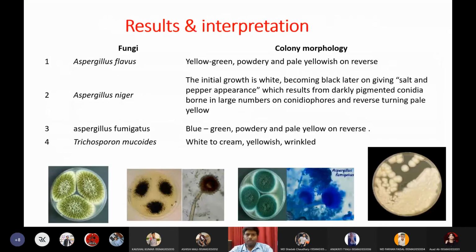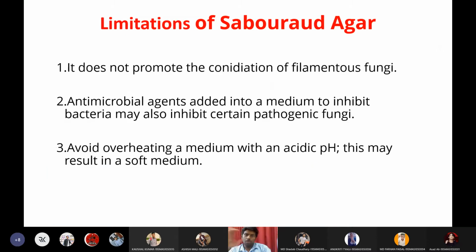Then there are a few limitations even for highly specific media, which is SDA media. So what limitations does the SDA media have? Those limitations include that it does not promote the growth of filamentous fungi. We cannot grow filamentous fungi in SDA. In order to grow filamentous fungi, we must go with tissue cultures. Only in tissue cultures will we get filamentous fungus growth. That I will discuss later.